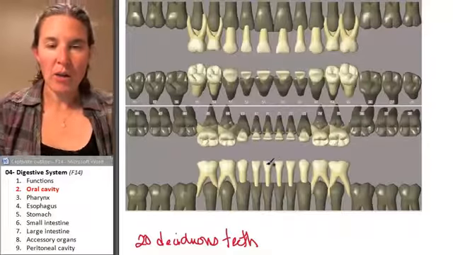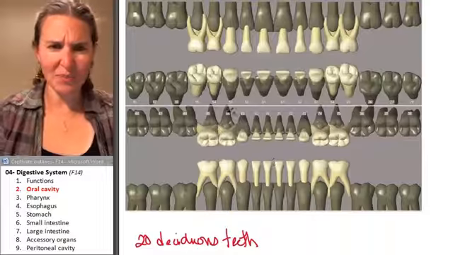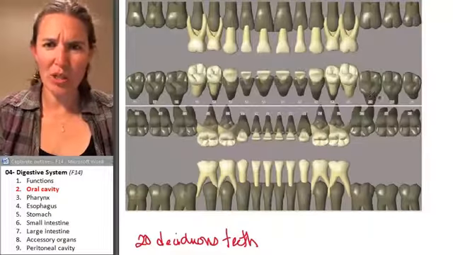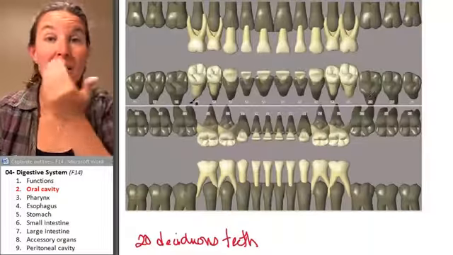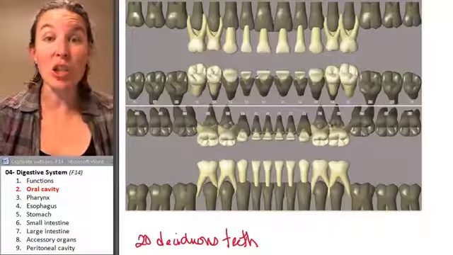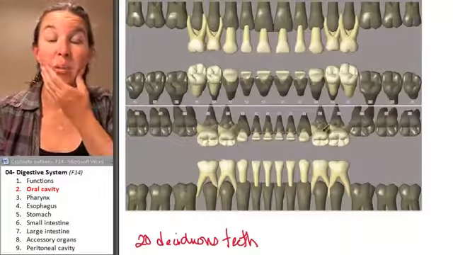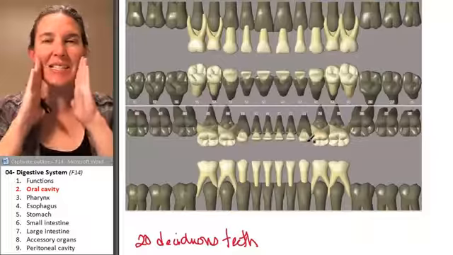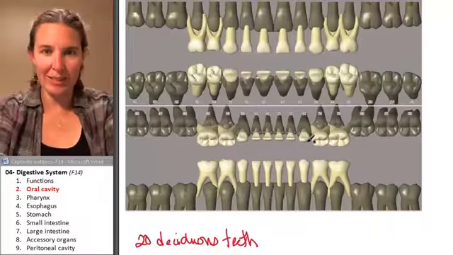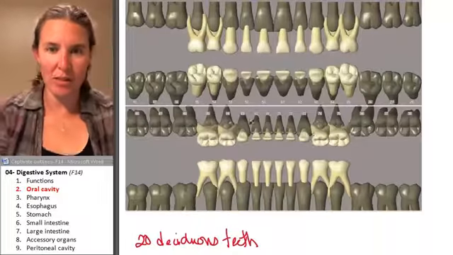Now, orient yourself here. This is an upper jaw or an upper maxilla. This is the lower jaw or the mandible. And we have two sides, and so you got to know that we just laid out all these teeth so that you can see the whole thing.